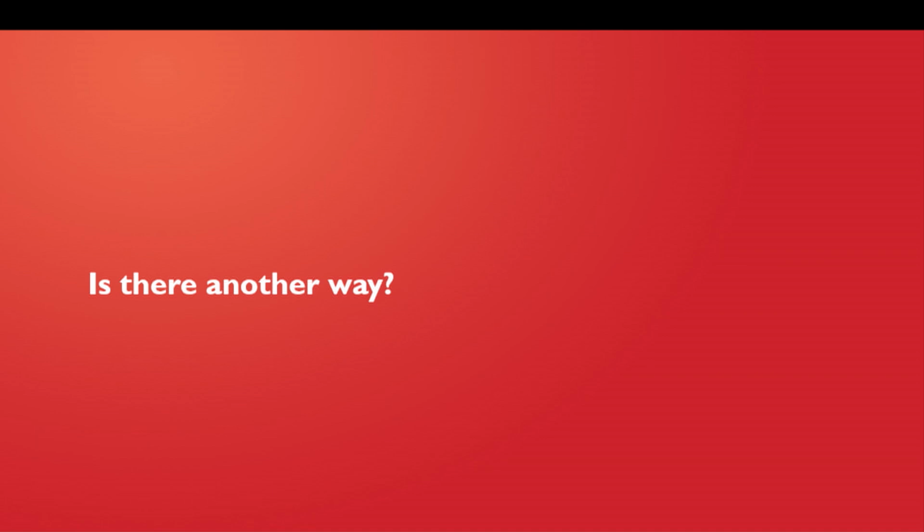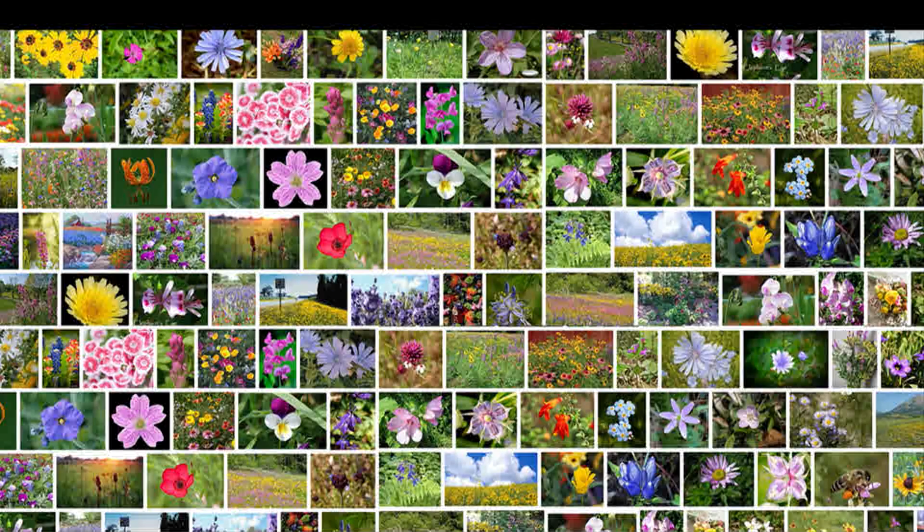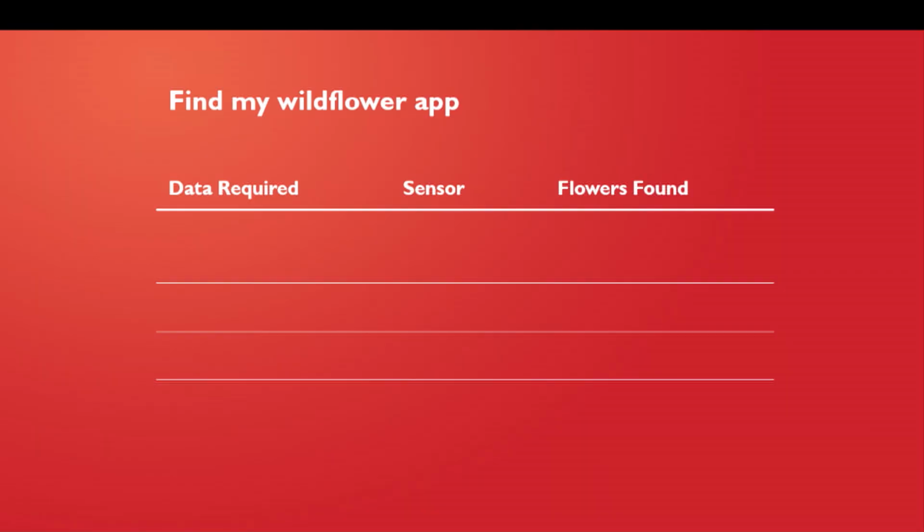It's called adaptive design. How does it work? Well, we have too many flowers. This is the problem. We have too many flowers. How do we narrow down these results? Let's look at the sensor data we can collect.